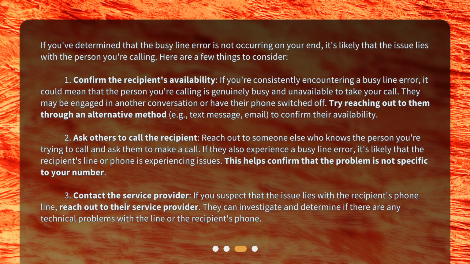2. Ask others to call the recipient. Reach out to someone else who knows the person you're trying to call and ask them to make a call. If they also experience a busy line error, it's likely that the recipient's line or phone is experiencing issues. This helps confirm that the problem is not specific to your number. 3. Contact the service provider. If you suspect that the issue lies with the recipient's phone line, reach out to their service provider. They can investigate and determine if there are any technical problems with the line or the recipient's phone.